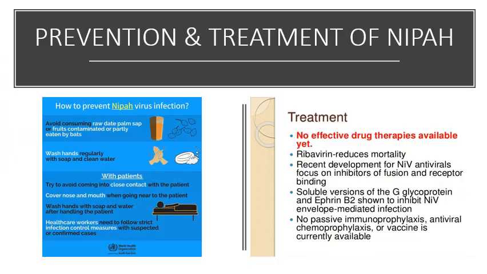Prevention and treatment of Nipah. There are no effective drug therapies available yet. Basically, ribavirin reduces mortality. Recent developments for Nipah virus antivirals focus on inhibitors of fusion and receptor binding. Soluble versions of the glycoprotein and ephrin B2 have been shown to inhibit NiV envelope-mediated infection. No passive immunoprophylaxis, antiviral chemoprophylaxis, or vaccine is currently available.